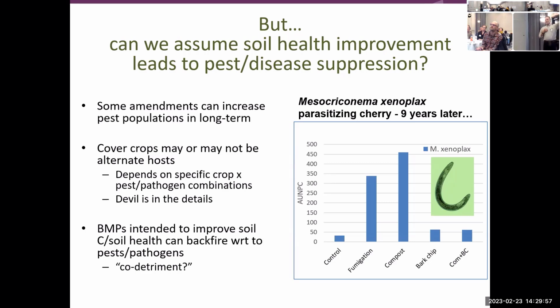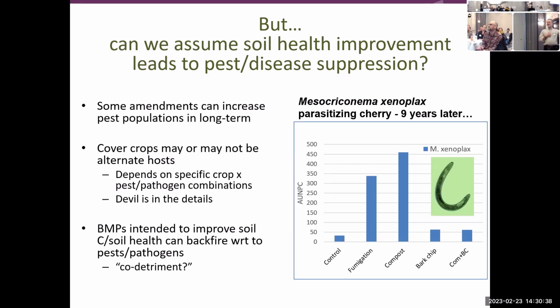One example, that bar graph on the bottom right, the exact same experiment I just showed you before about root lesion nematodes and the suppression after 18 months in the compost amended and the rapid growth in the fumigated. In that particular field experiment, we eventually got another nematode in there, known as the ring nematode, that is a parasite of cherry trees, not so much of apple trees, and it's potentially very important. And so you see there, we have the control, fumigation, compost, bark chip, the compost plus bark chip bars on the graph there. Compost treatment, highest population densities after 9 years.